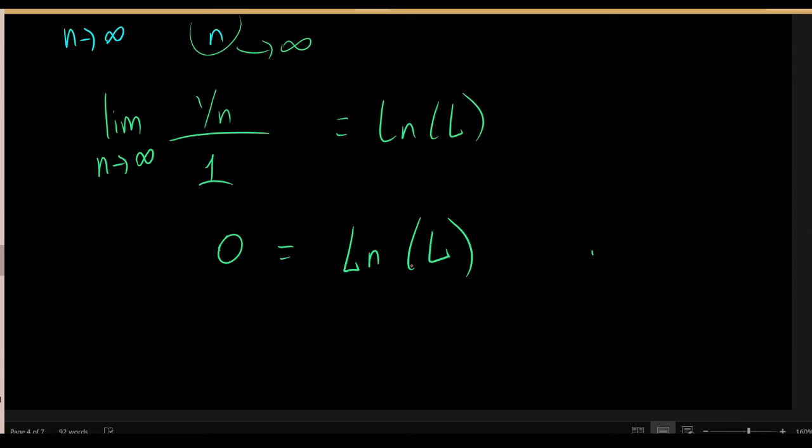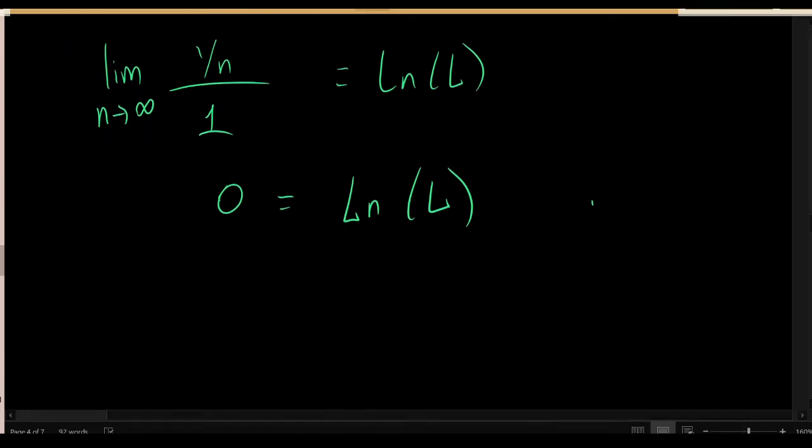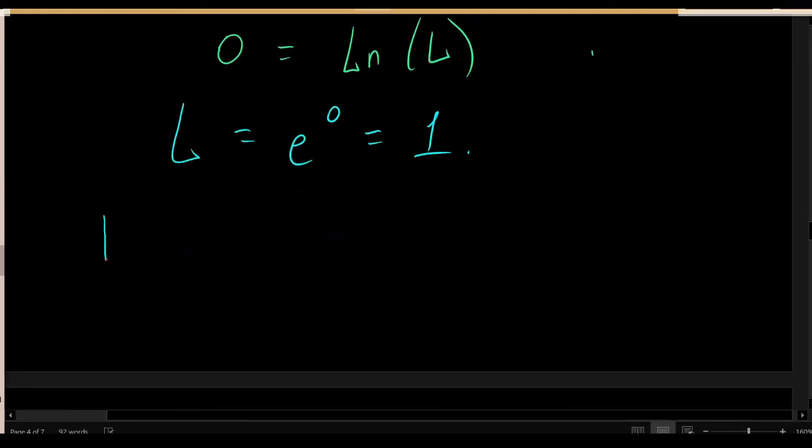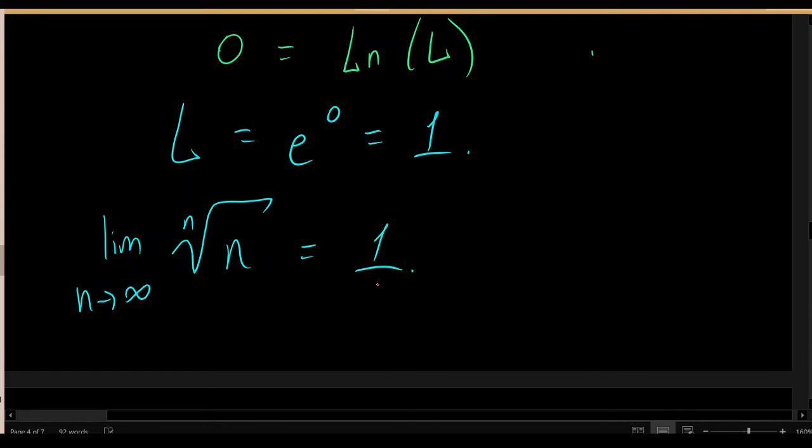So what, therefore, is L? What is the value of the limit that I'm actually trying to find? L must be equal to e to the power 0, must be equal to 1. And hence, the limit as n approaches infinity of the nth root of n is equal to the number 1.